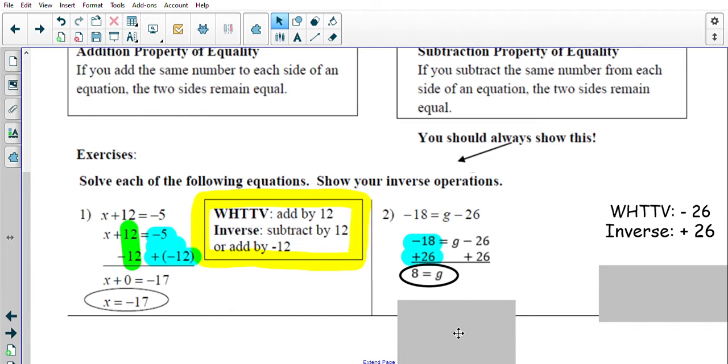I do often have students who ask, well, is it okay if I write 8 equals g? Do I have to flip it around? You don't need to flip it around, but 8 equals g is equivalent to g equals 8. For this question, again, you're going to get g equals 8. One way you can check your solution is to do 8 minus 26, hit the equal sign, and see if it equals negative 18, and it should.